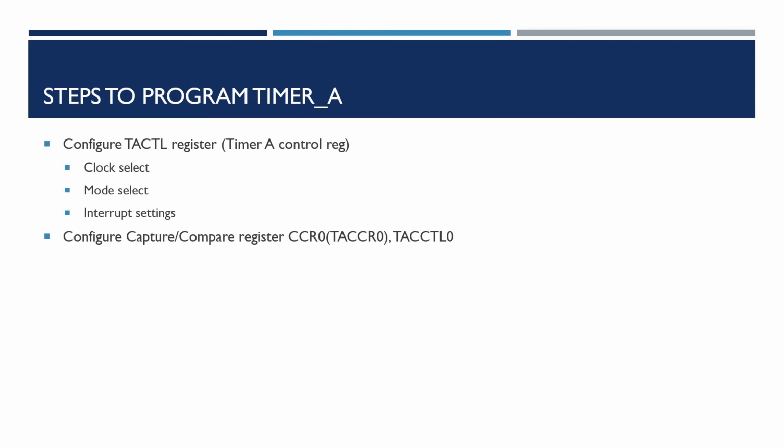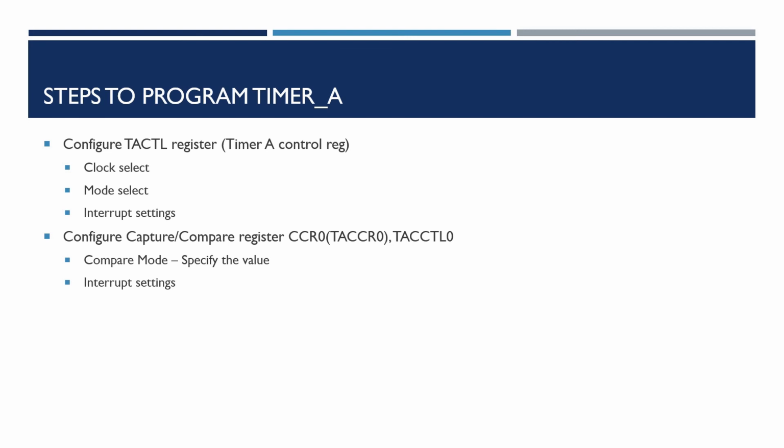Then the next thing is configuring the capture compare register. So that is the TACCR0 register. And there's also a TACCTL0 register, which is specifically for capture compare control. So there's a register for that as well. So let's see what configurations we have to set. The first thing is, because we are using the compare mode, the TACCR0 register will have a particular value. If it was capture mode, it will be something else. We don't want to get into that. But if it is compare mode, you have to specify the value. As we've seen, 4999 is a particular value that you need to write in your TACCR0 register.